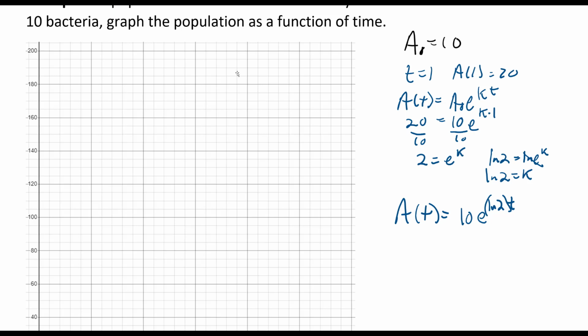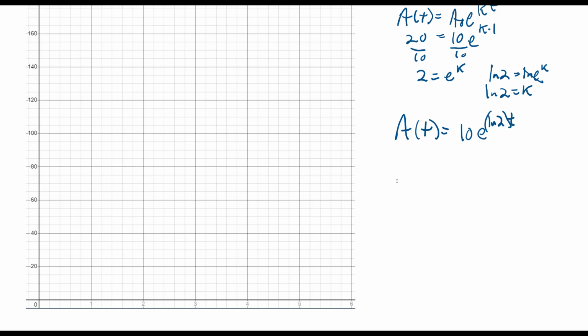Now we can play with this a little bit more. This is the fun part about algebra. A of t is going to be 10 times, I think of it this way, this t is like a coefficient, so that can be made a power of 2. E to the natural log of 2 to the t, and an e to a natural log would cancel, and that leaves us with A of t equals 10 times 2 to the t power. That's kind of a nice formula to come up with.